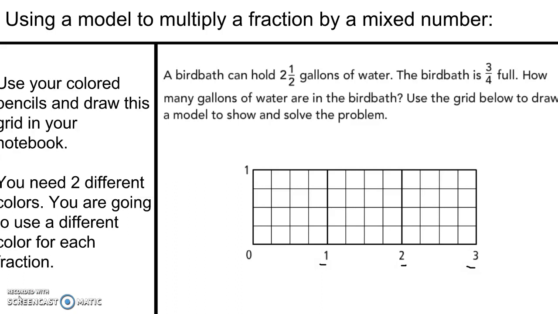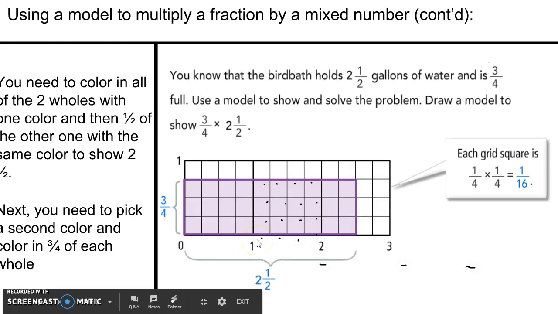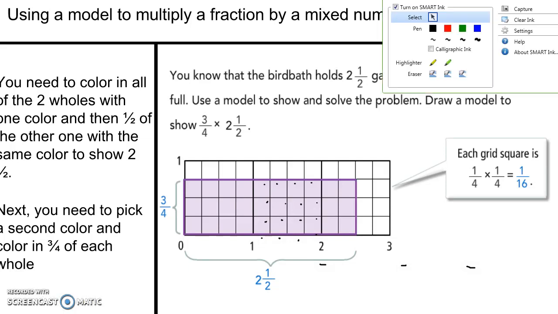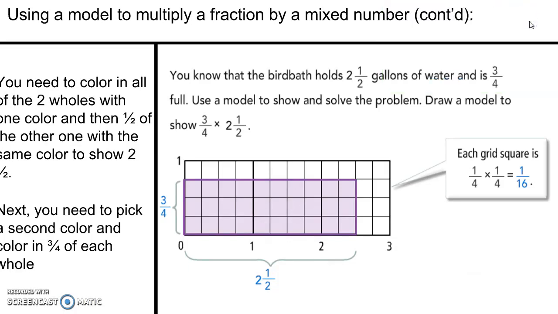Use the grid below to draw a model to show and solve the problem. So when you draw this, you are going to have 1, 2, 3, 4, 5, 6, 7, 8, 9, 10, 11, 12, 13, 14, 15, 16 all together in each hole. It says you need to color in all of the 2 holes with 1 color because it tells you that you are going to use 2.5 gallons.